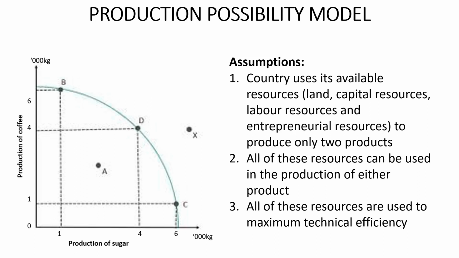The second assumption is that all of these resources can be used in the production of either product. So, for example, the same land can be used to grow sugarcane and coffee bushes. The same machinery can be used to harvest sugarcane and coffee beans and to produce sugar and coffee. And the same workers can also be used to harvest sugarcane and coffee beans and to produce sugar and coffee. And the third assumption is that all of these resources are used to maximum technical efficiency.